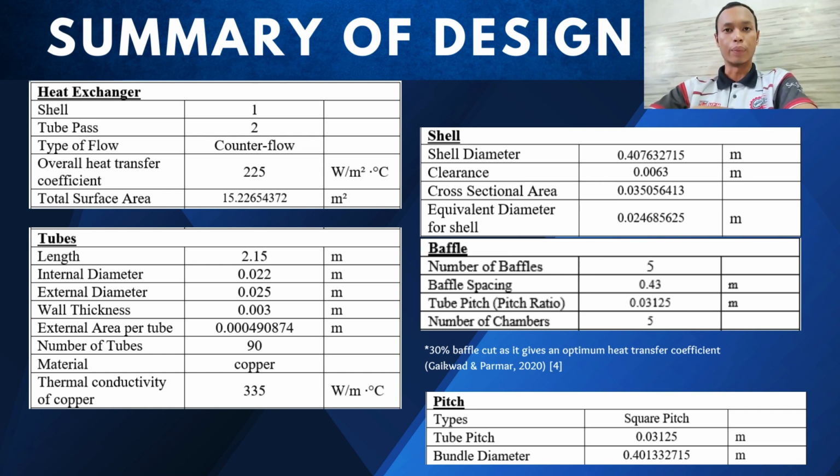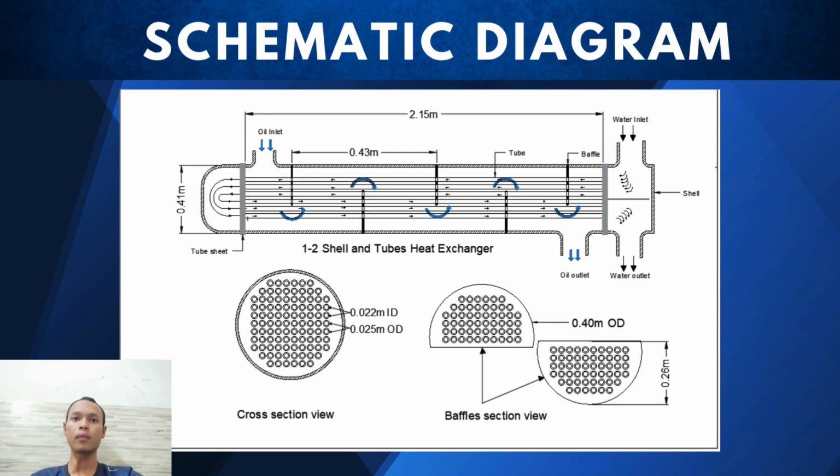And now we move to the pitch. So our heat exchanger has square pitch type, and the tube pitch ratio is 0.03125 meter, and the bundle diameter is 0.40 meter. Next is the schematic diagram. This diagram is done by drawing in AutoCAD.